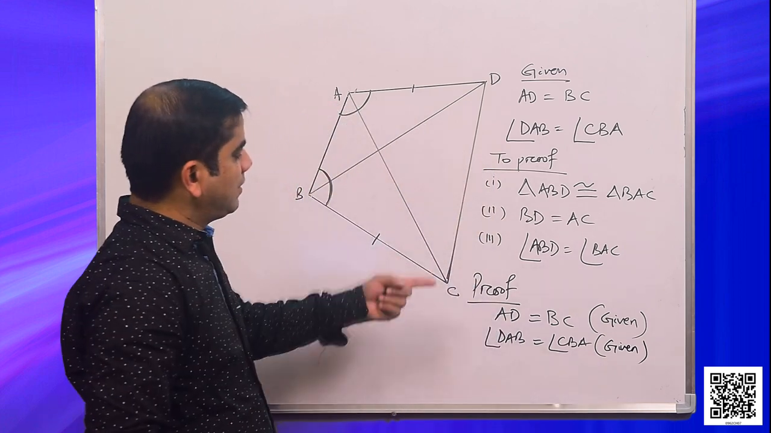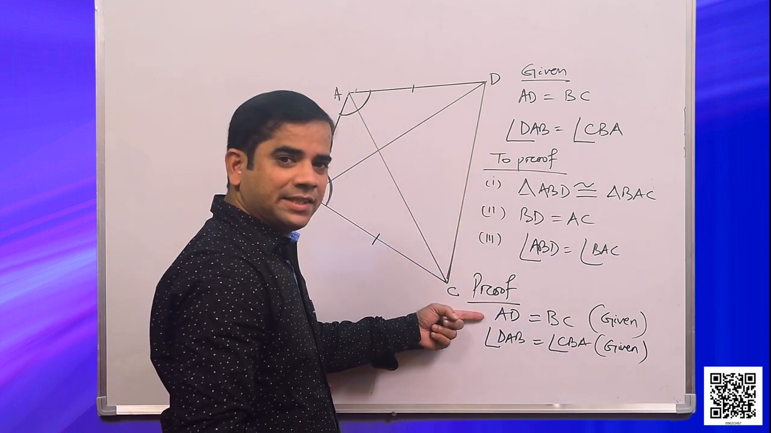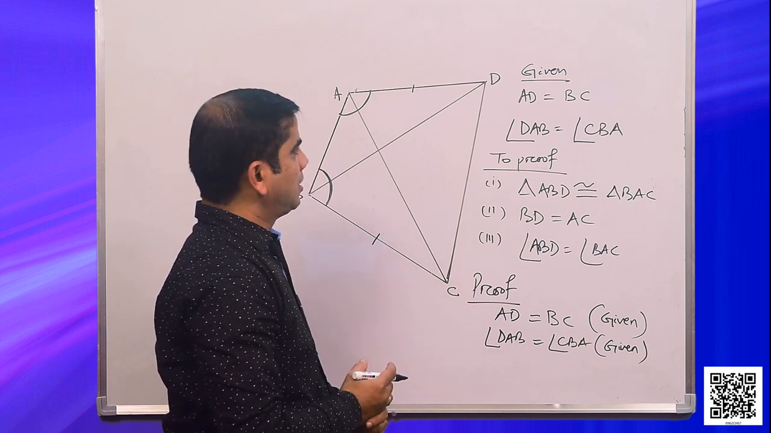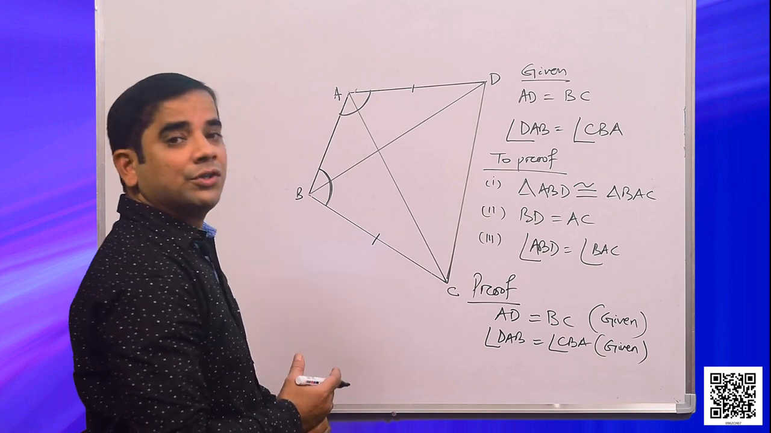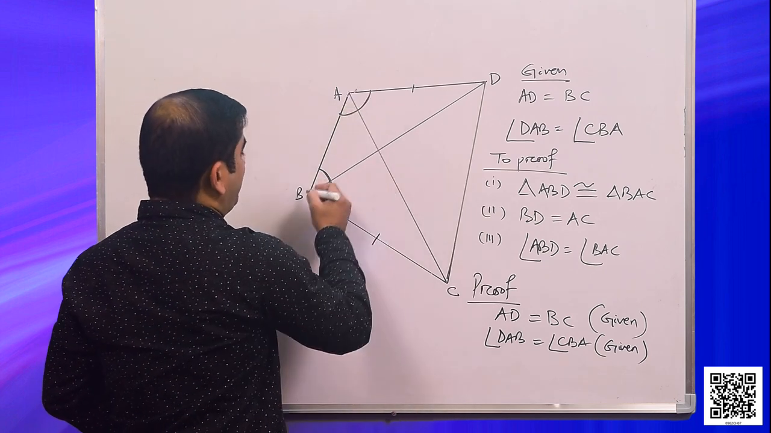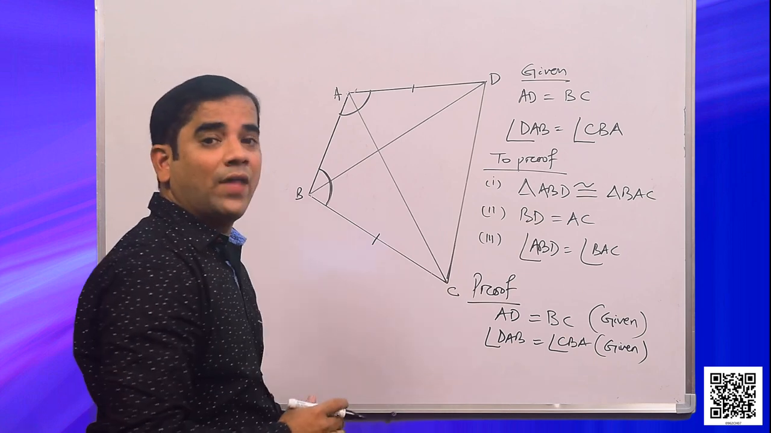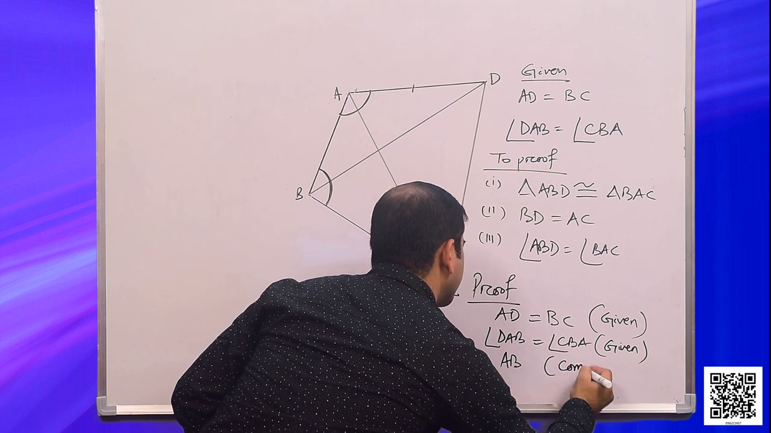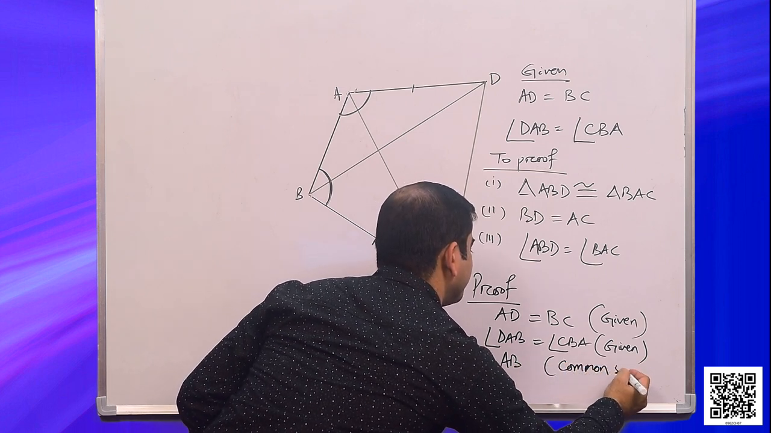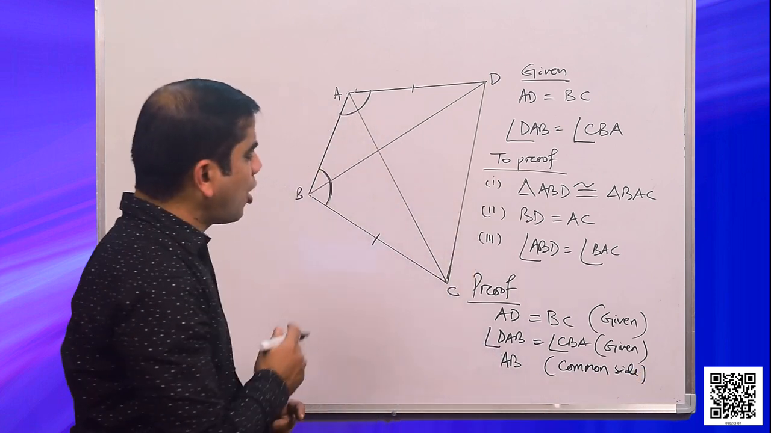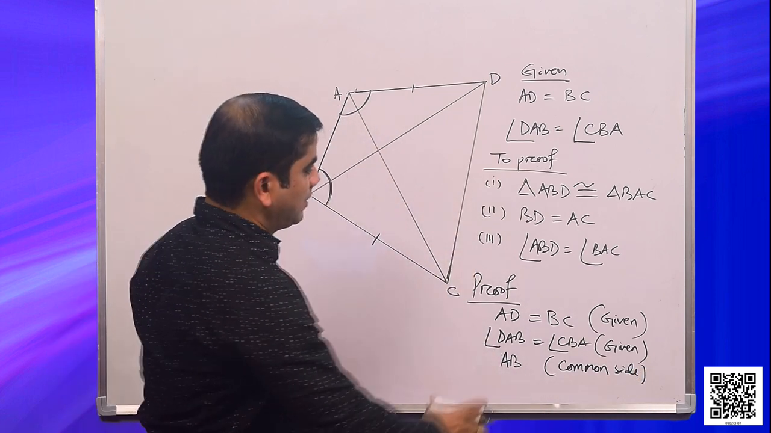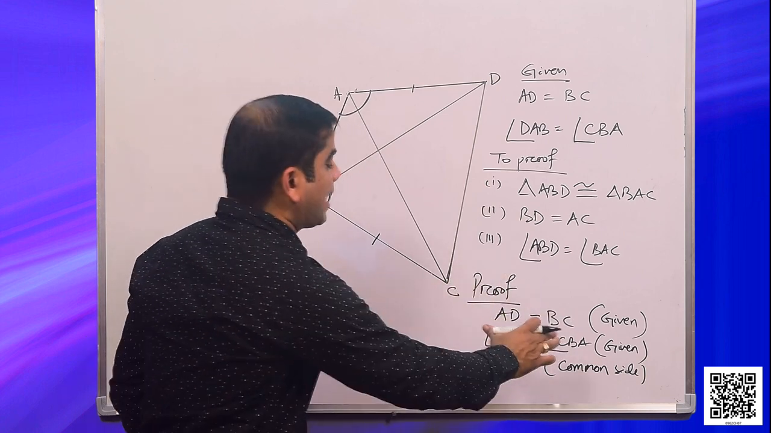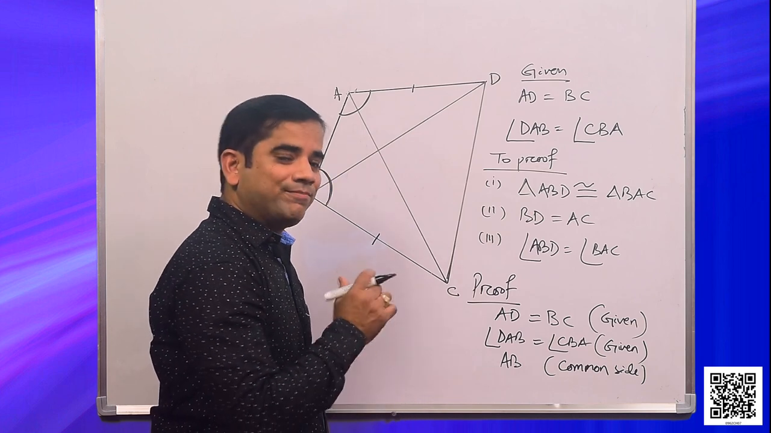So, we have a pair of sides which are equal to each other and a pair of angles which are equal to each other. What else can we find from those two triangles? That side AB is a common side for both the triangles. So, we have a pair of sides equal to each other, a common side, and a pair of angles that are equal to each other.